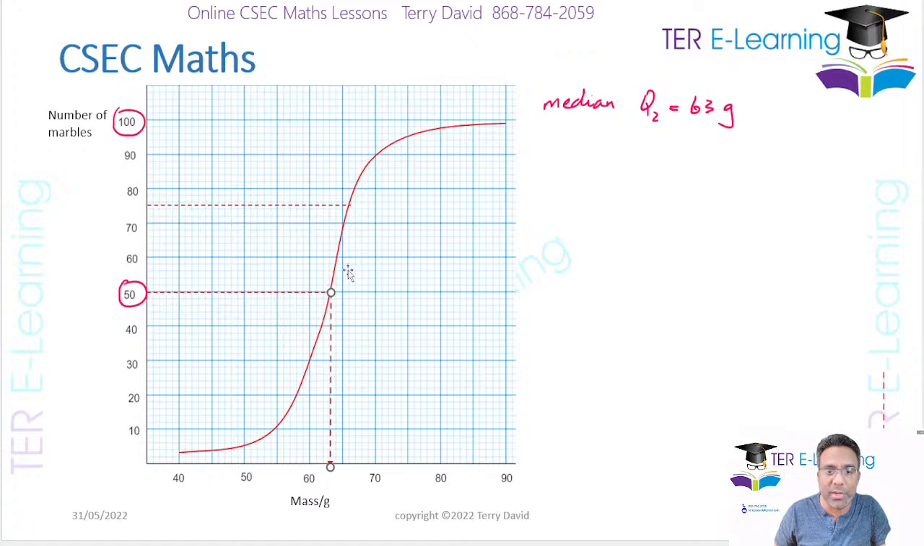Then you're going to take your ruler and draw a line coming down to your axis here. And I'm getting about 66, right? So my upper quartile, or my Q3, is equal to 66 grams. You all need to know how to read these things from a graph, right?